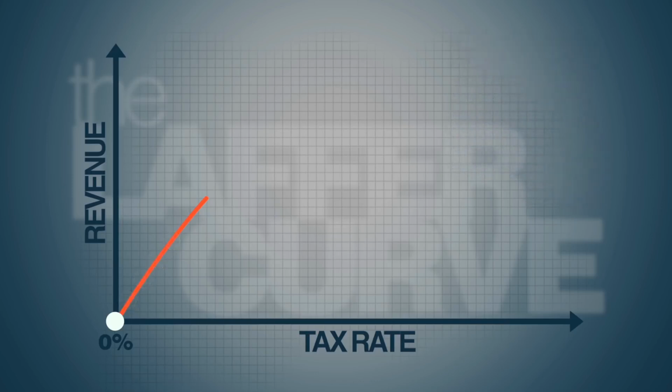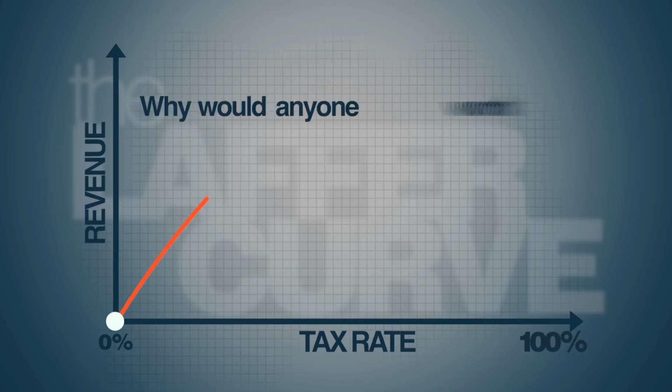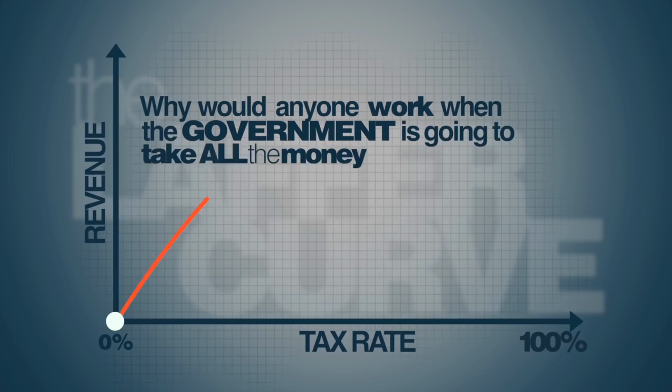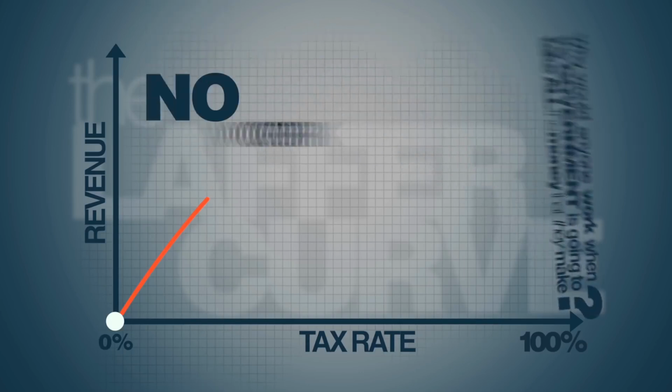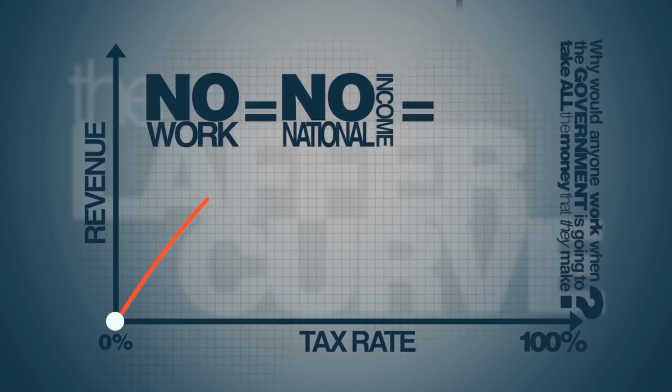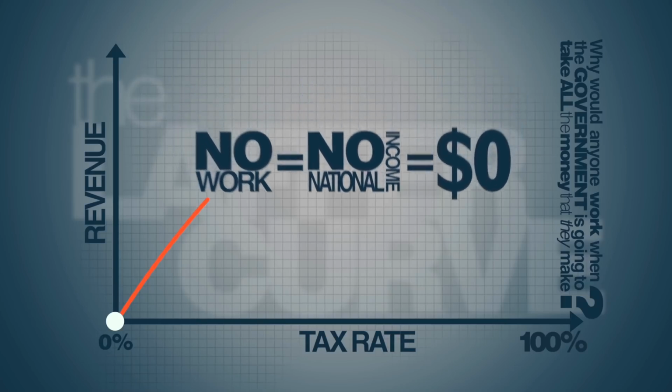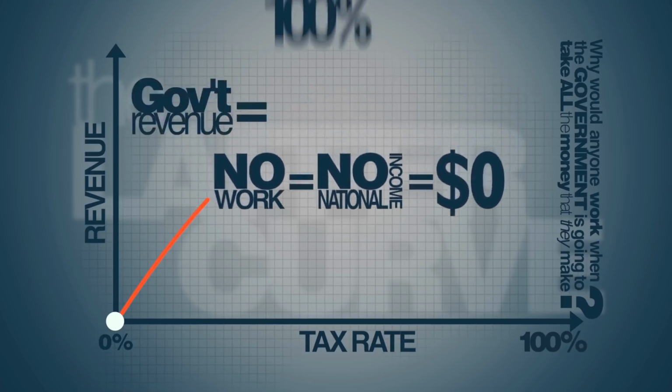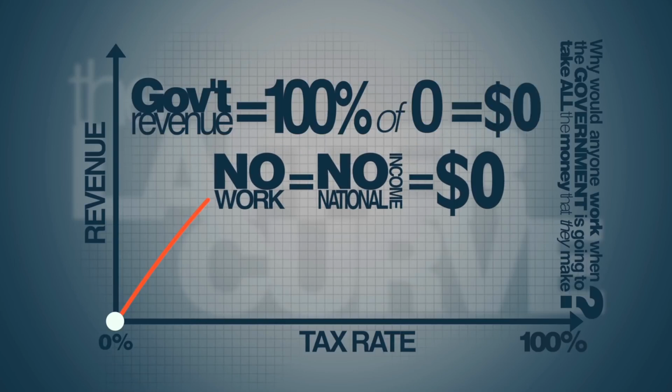Now suppose the government charges a 100% tax rate. If this happens, then no one would work. That is, why would anyone work when the government is going to take all the money that they make? And if no one works, then national income would be 0. This means that government revenue would be 100% of 0, or 0. This means that another point of the curve must be here.